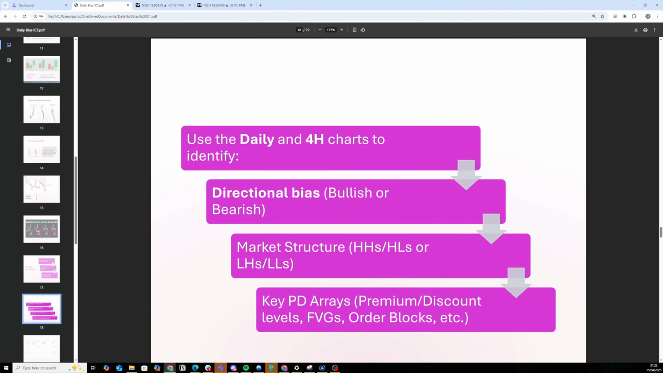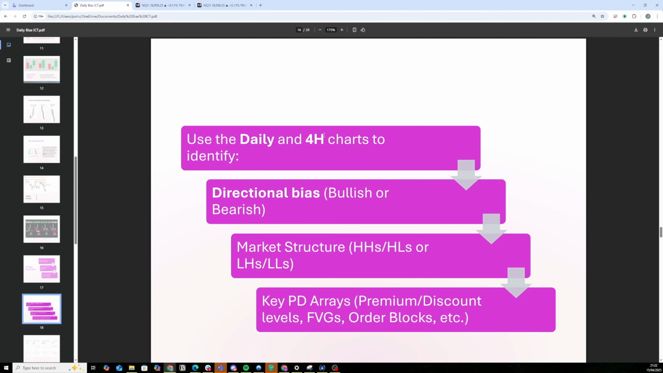All right. So you can use the daily and 4-hour charts, as I said, to identify your direction. Are you bullish or bearish on a higher time frame? Use market structure shifts, so for example, higher highs, higher lows. Are we bullish or bearish? Always, that's the first thing to identify. And then look for trades that align with that direction.